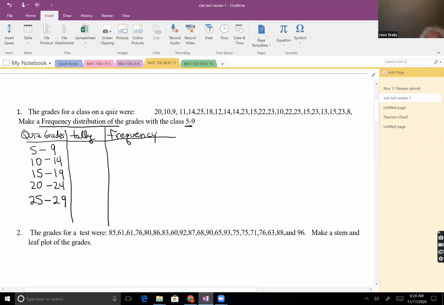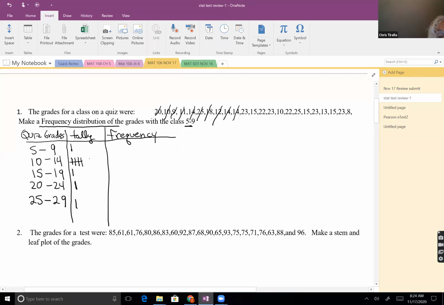And so for the tally, my first score is 20. So that would be in the group from 20 to 24. Then I have a 10. Then I have a 9. Then an 11. Then a 14. Then a 25. An 18. A 12.